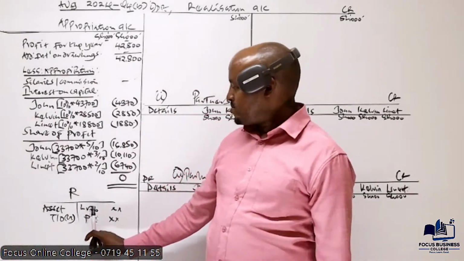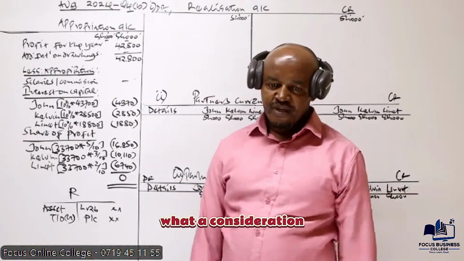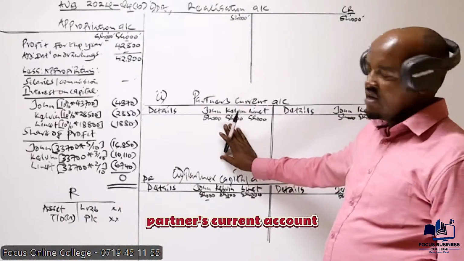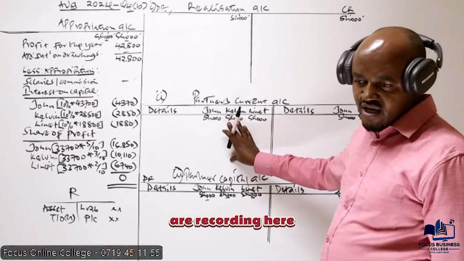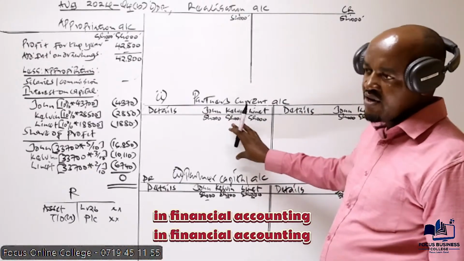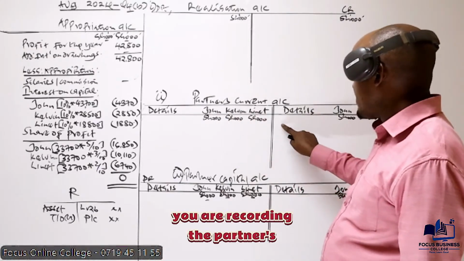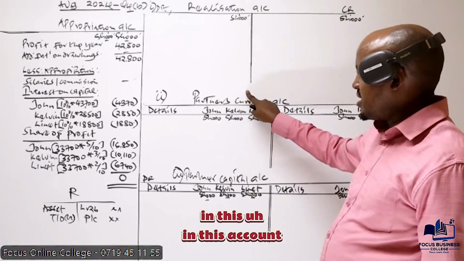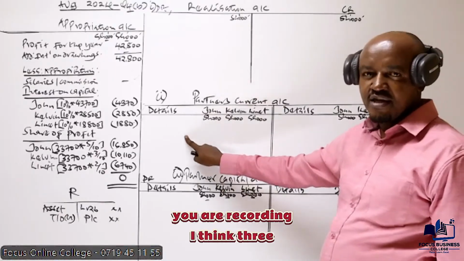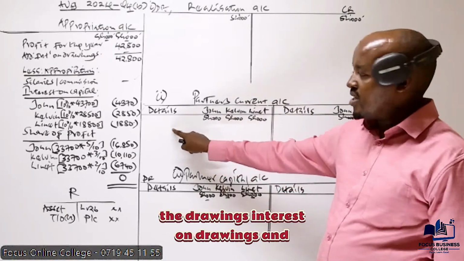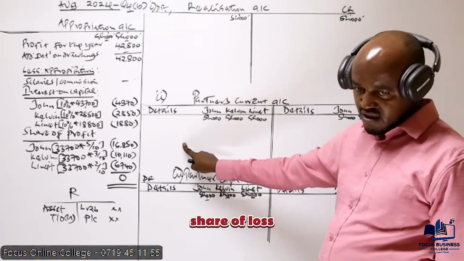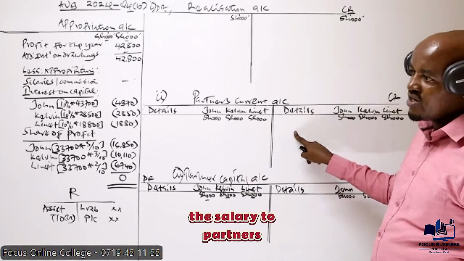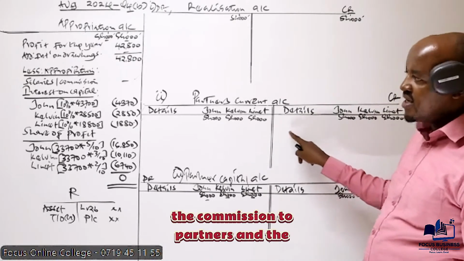That is the first thing you need to remember, what we record in this account: asset taken over, the liabilities taken over, and the purchase consideration. Then, if it is now the partners' current account, you need to recall from financial accounting that when you're preparing this account, you are recording the partners' opening balance, and then on this side, 3 items: the drawings, interest on drawings, and share of loss. On this side, you are recording the share of profit, the salary to partners, the commission to partners, and the share of profit.